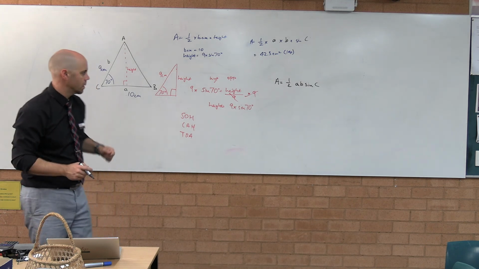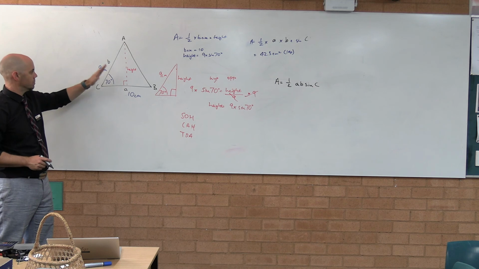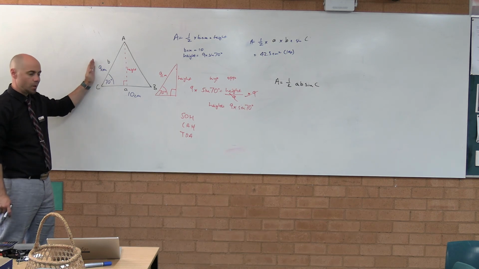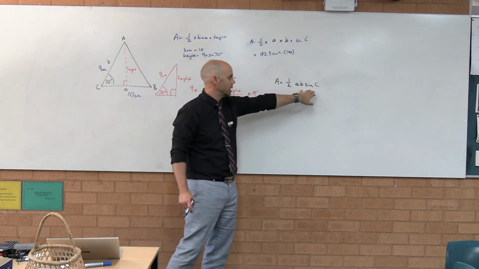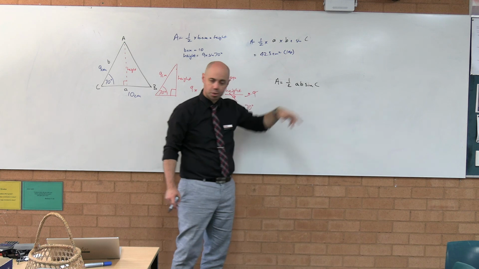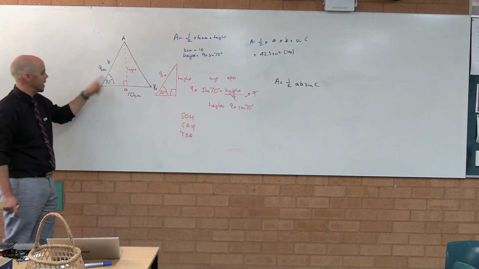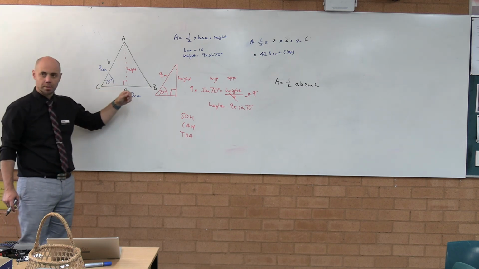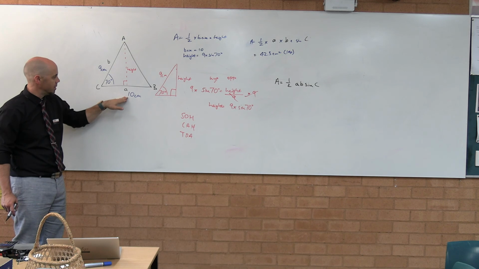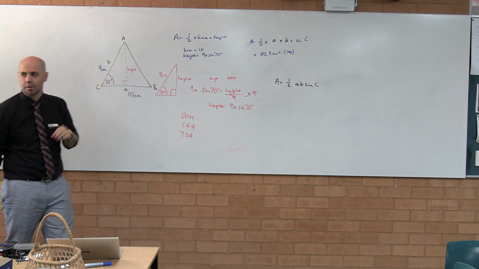What does that mean? Half times one side times another side times the sine of the angle in between. And that's the key part that you must get from the factors A, B and C. Angle C is in between sides A and B. The area of a triangle is half times one side times another side times the sine of the angle in between.